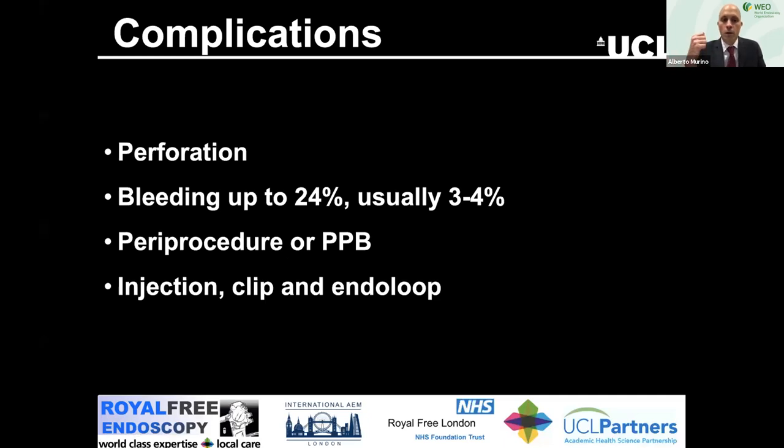What are the risks of polypectomy in this kind of polyp? Of course, perforation, although it's very small, and it tends to happen when you cut too close to the base of the polyp, and when the current travels towards the head of the polyp in a small, narrow area in contact with the colonic wall. And then you might have bleeding, which might be up to 24%, although it usually is around 3 to 4%. It can be intra-procedure, so it might occur during the procedure, or it might be post-polypectomy, usually up to 48 hours after the procedure, although, and that's the peak, you can have a post-polypectomy bleeding even after a longer time. How do you prevent it? With injection, clip, and endoloop.